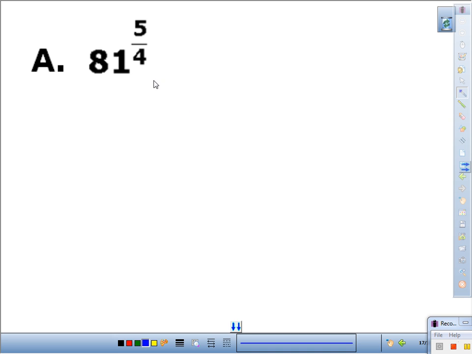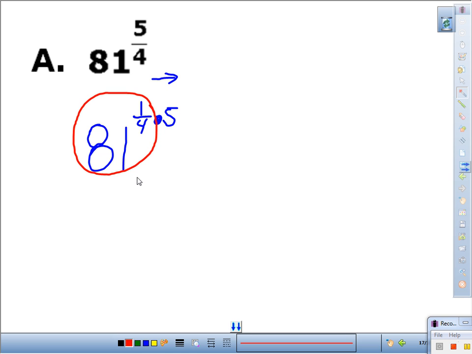First things first, what shall we do with this? Rewrite it. 81 to the 1/4 power times 5 on the exponent also. Did everybody rewrite it? Good. What's the second thing? Now we can change this into a radical. Is that correct? Radical of 81, but the index is what? 4. From there, what does this multiplication remind us? To raise to the 5th power.